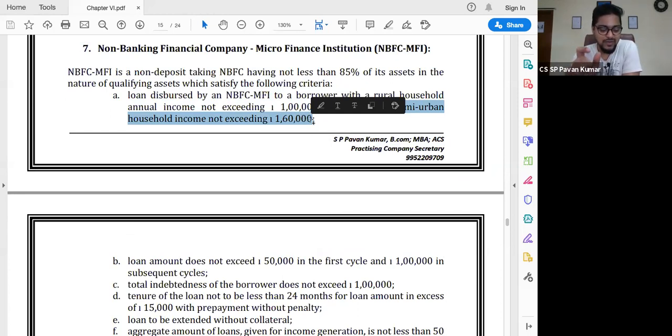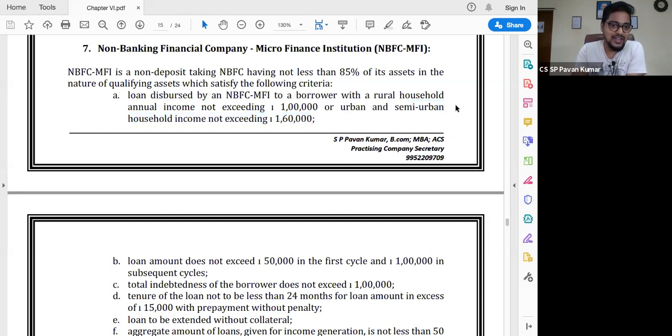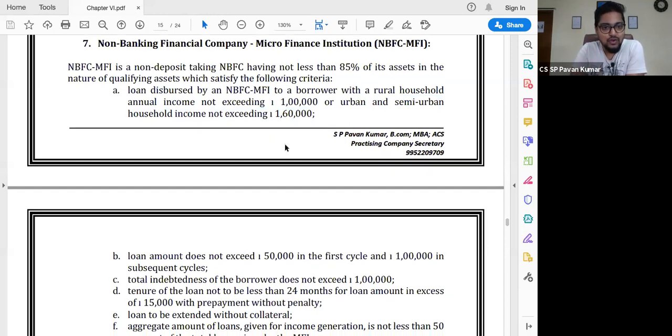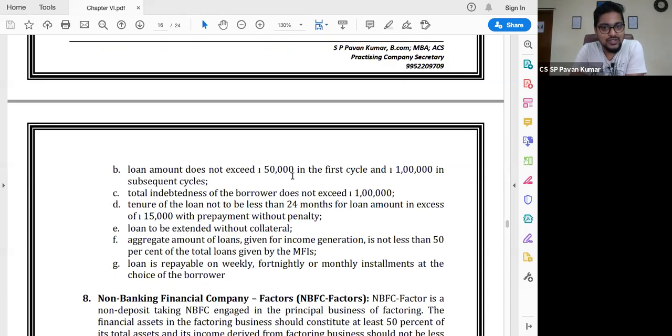So in case of MFI companies, I can give a loan to a person in a rural area, a maximum of only 1 lakh, and if he's residing in a semi-urban area, the maximum loan that I can give a household is not exceeding 1,60,000 rupees. And the loan amount should not exceed 50,000 in the first cycle and 1 lakh in the subsequent cycle. That 1 lakh I should not give in the first instance itself. First I should give only 50% of it. If he's repaying me properly, in the next cycle I can give him up to 1 lakh.